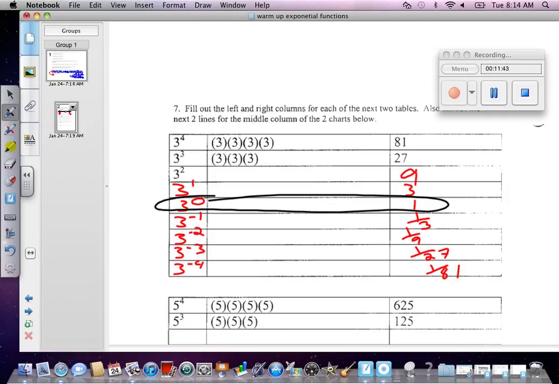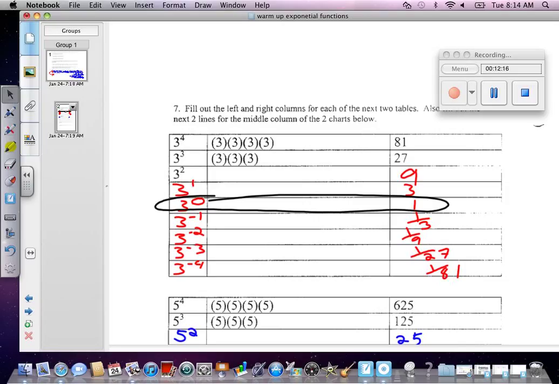So could you do 5 too? What is 5 squared? 25. What is 5 to the 1st power? What is 5 to the 0 power? And then the rest would be fractions.